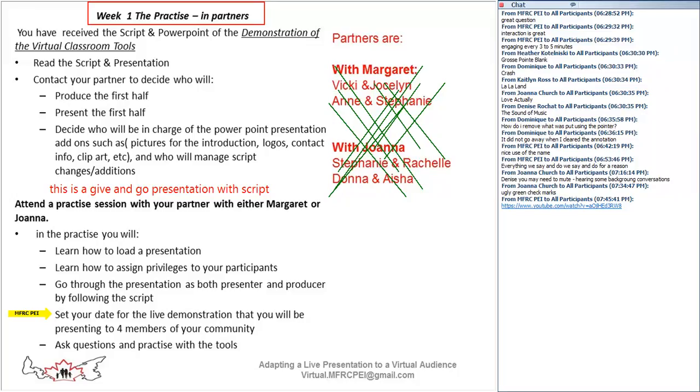You're going to get in touch with your partner to decide who's going to produce for the first half and who's going to present for the first half. Then halfway through you switch roles, and the producer becomes the presenter and the presenter becomes the producer. One of you needs to be in charge of the PowerPoint add-ons, such as pictures for your introduction, like Margaret and I had at the beginning, adding your logos, your contact information, and any clip art. And who will manage the script changes and additions? Those are pretty minor, just adding your names and your bios.